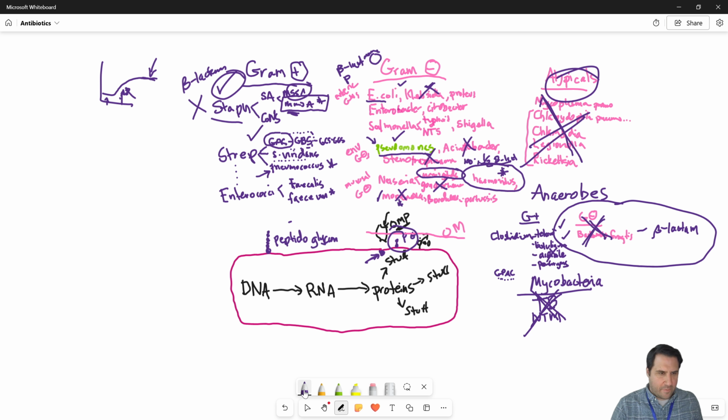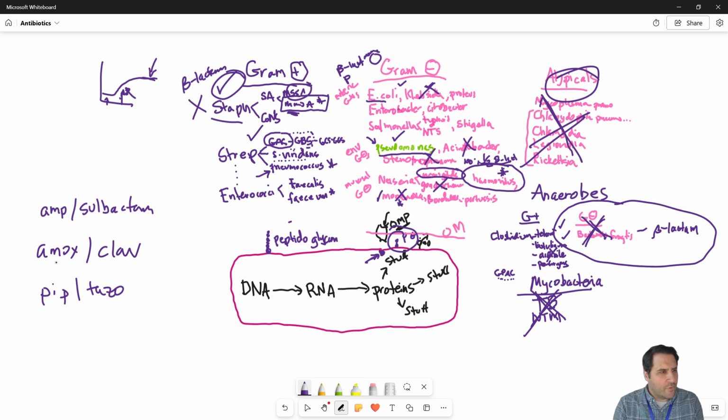Let's talk about the pairings. So we have ampsulbactam. We have amoxiclav. And we have piptazo. There was also for a while ticarcillin-clavulanate, which, because ticarcillin also happened to have pseudomonal activity, was notable, but I believe it's been discontinued, so it's sort of off the market. So let's just talk about these big three.